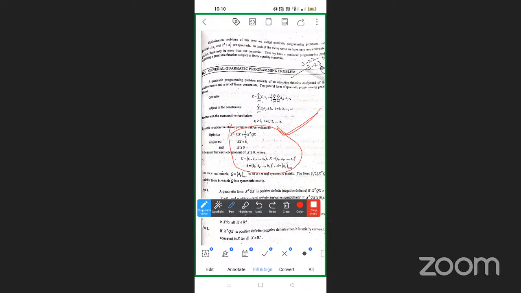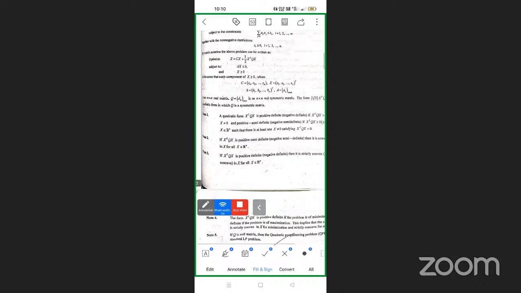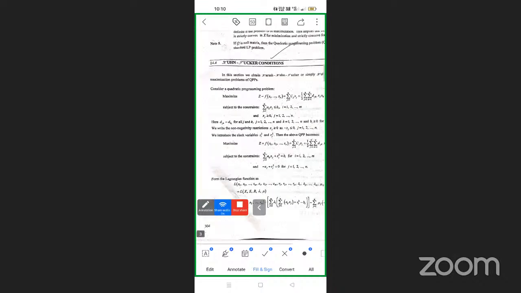Next, KT conditions. These are important conditions. There are five conditions: first, second, third, up to five. So these are the KT conditions.